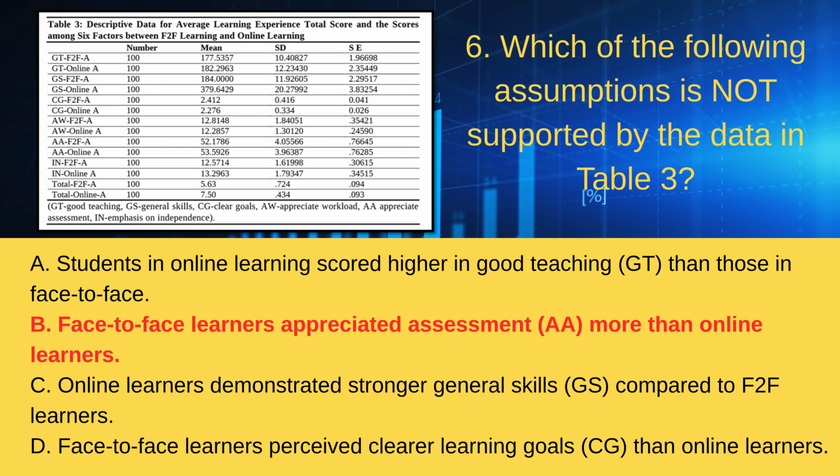Correct answer, B. Rationalization. Option B is incorrect because online learners actually had a higher mean score in appreciation of assessment, AA equals 53.59, than F2F learners, AA equals 52.18. All other options are consistent with the descriptive data provided.